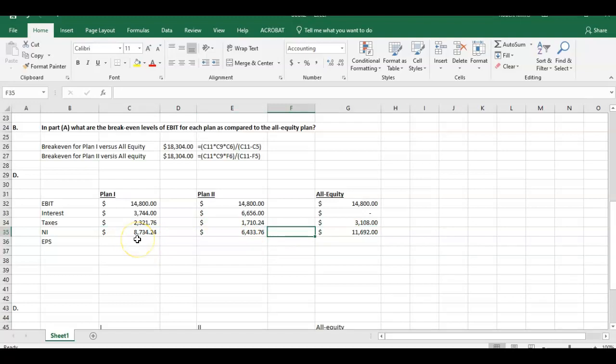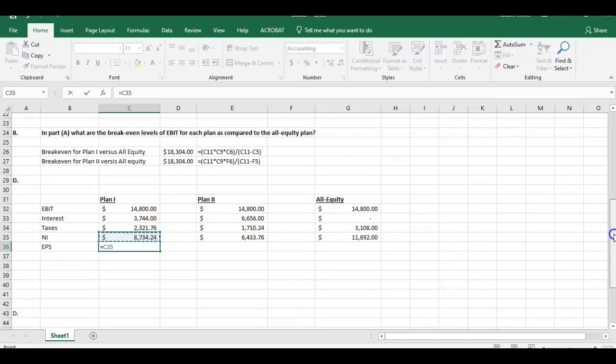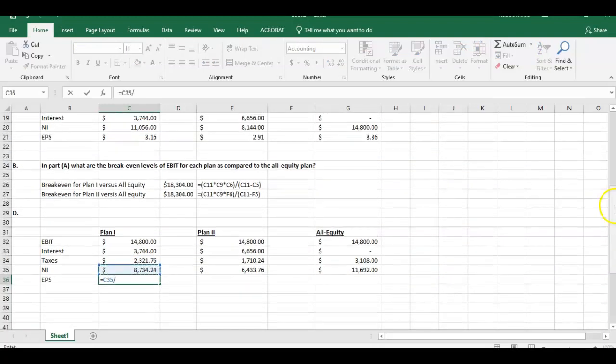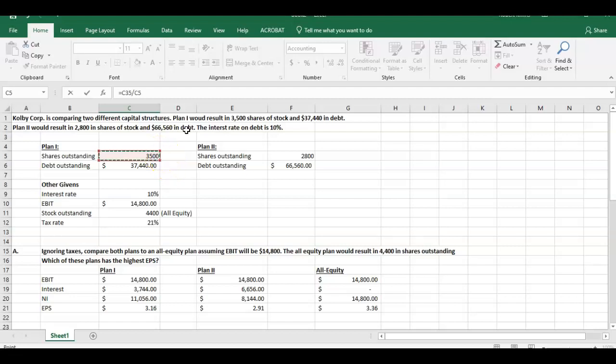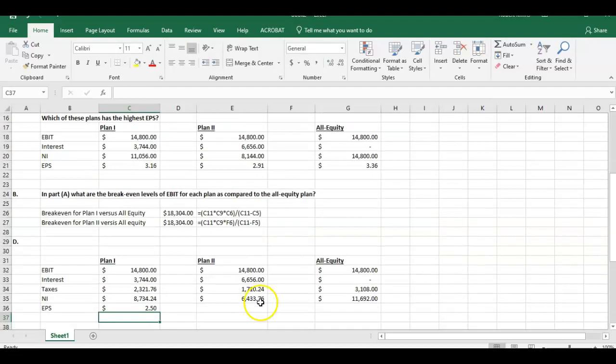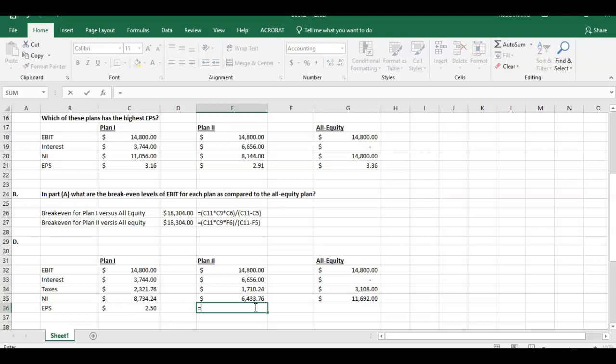Again, we have net income the highest over here in the all equity component, mostly because we did not have any financing component related to debt. Okay, and so now to get to our earnings per share in this scenario, all we do is take our net income and divide it by the number of shares we'd have in plan number one, so that's 3,500. We hit enter, and earnings per share in this scenario is $2.50.